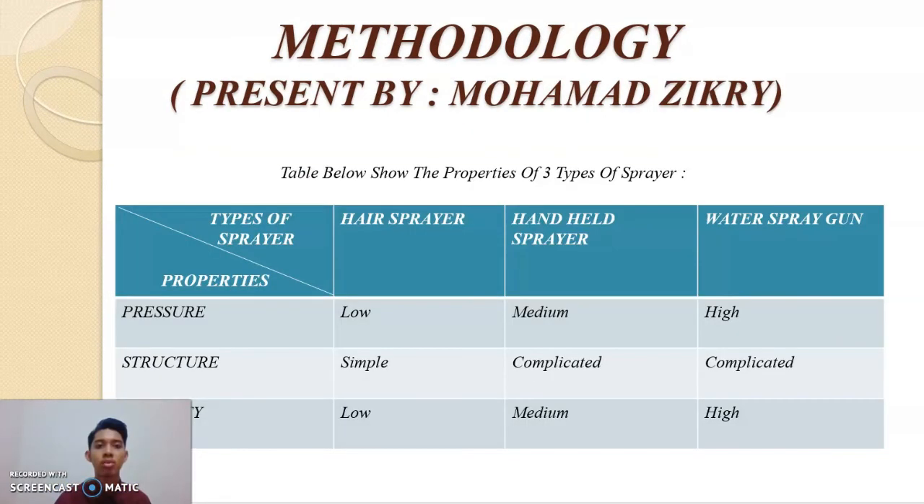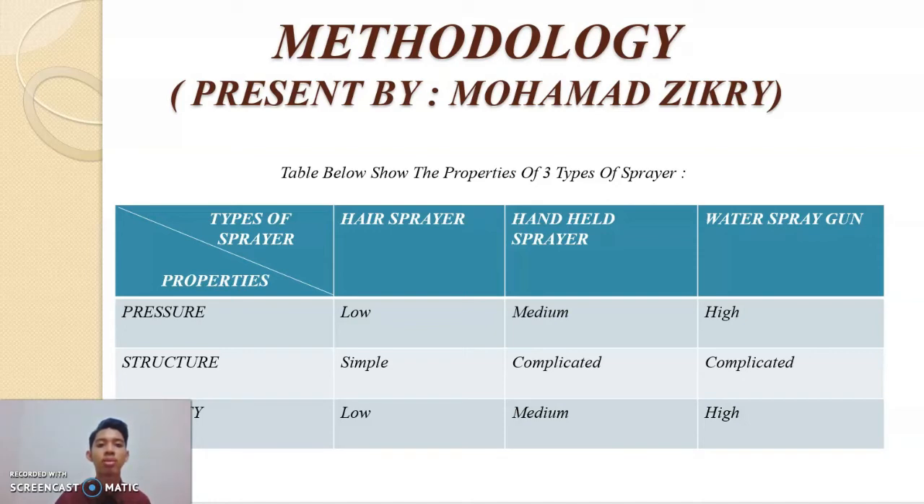For the methodology, I will explain the properties of three types of sprayer, that is head sprayer, handheld sprayer, and water spray gun. The main property of sprayer selection is the pressure generated by the sprayer. Among them, the head sprayer has low pressure. Secondly, the handheld sprayer has medium pressure, and lastly the water spray gun has higher pressure than the others. An additional factor in this sprayer selection is its structure.